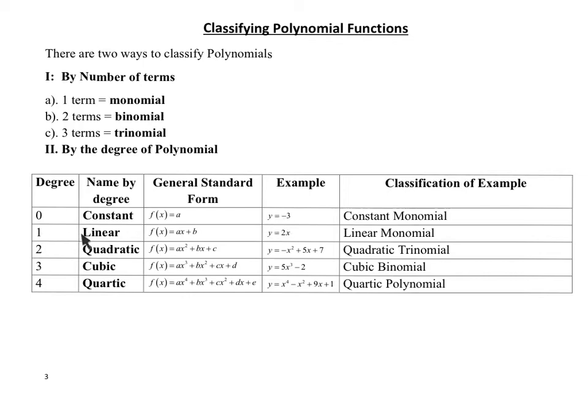If the degree is 1, we call it linear, and you can see, for example, 2x. If the degree is 2, it's quadratic. Degree 3 is cubic. Degree 4 is quartic, and there are higher degrees. And you can look up and see what we call them.